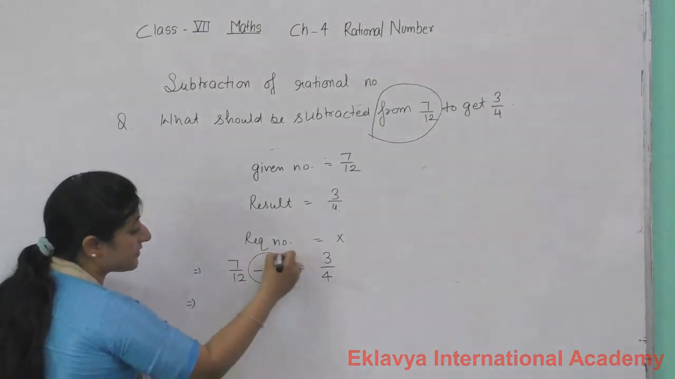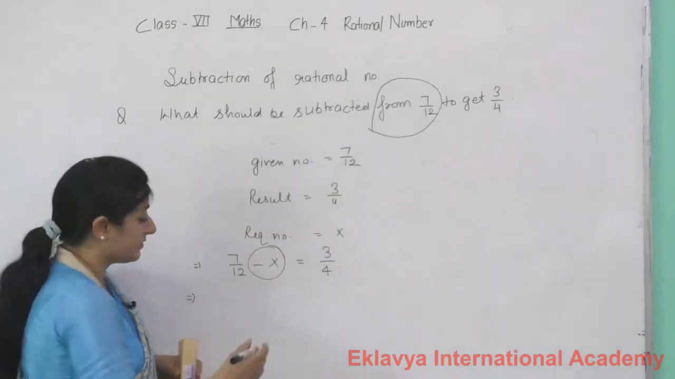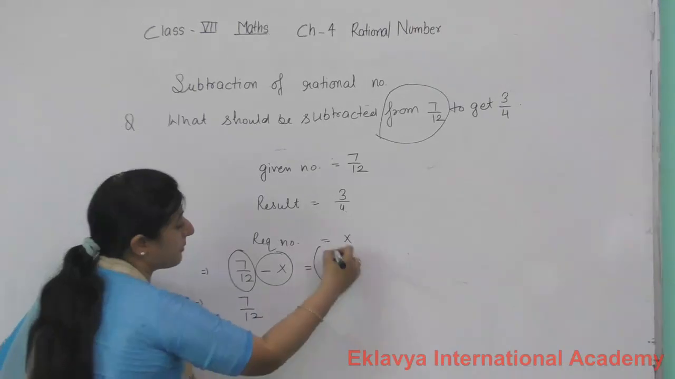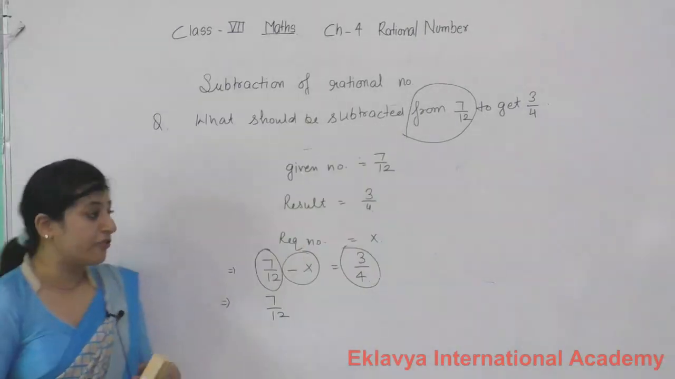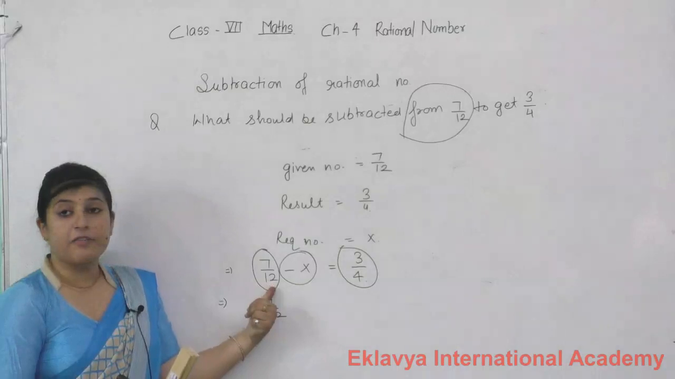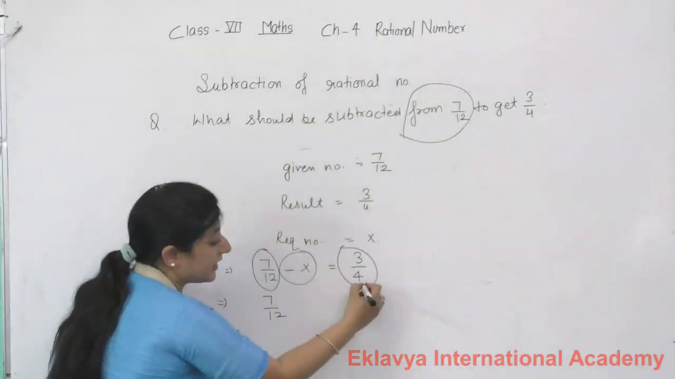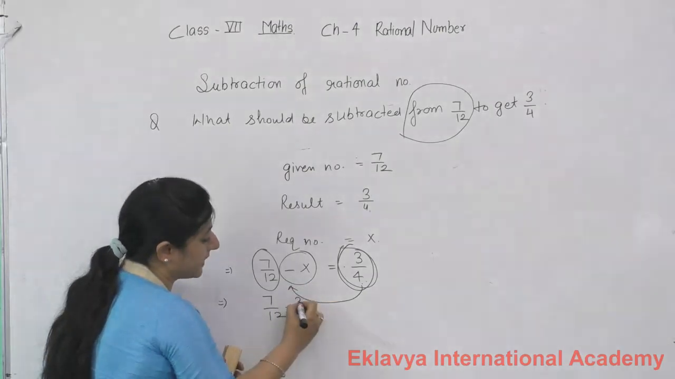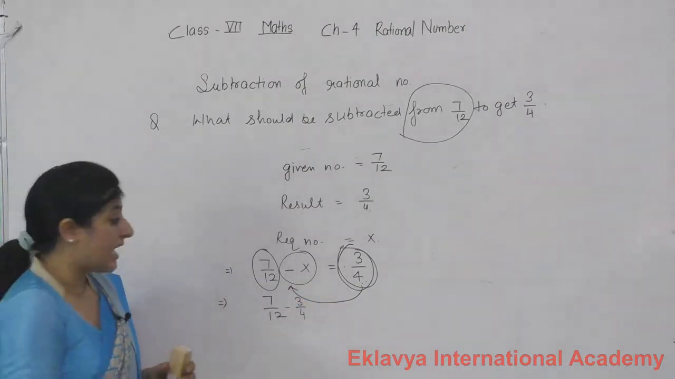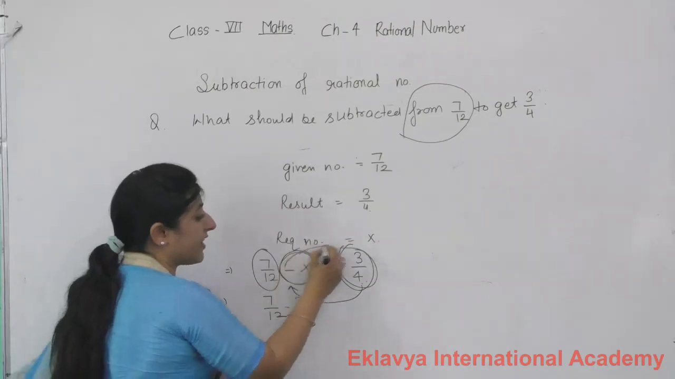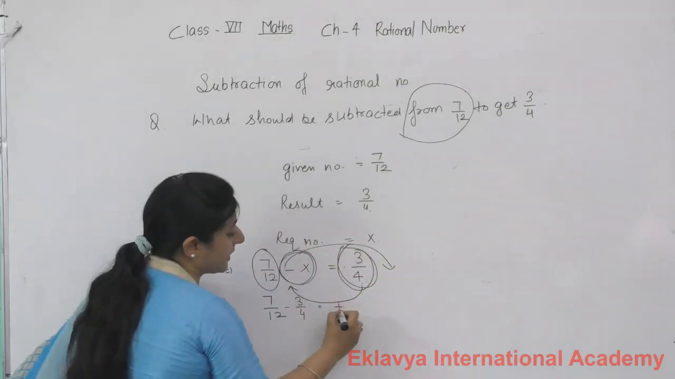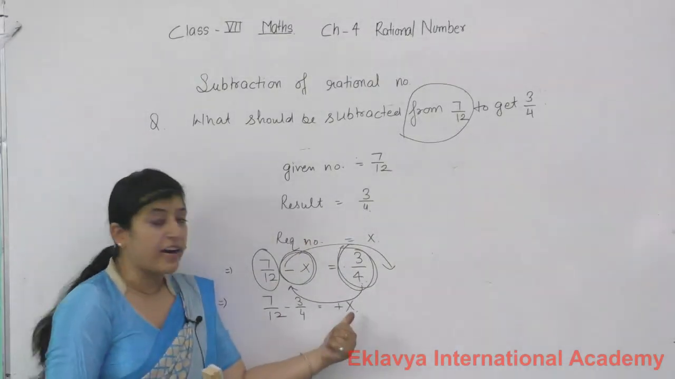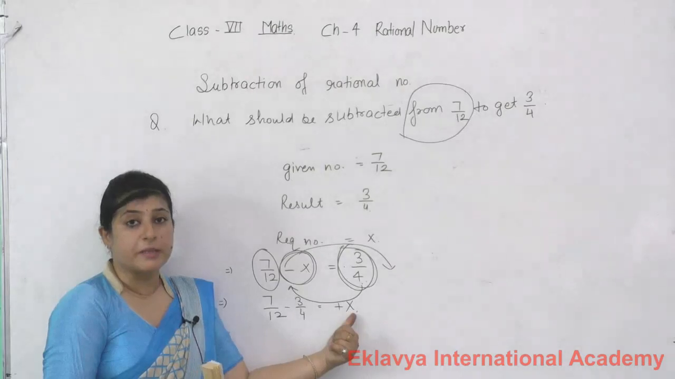Firstly we know that this variable is only here, x. The same type of terms are 7 by 12 and 3 by 4. So we take 7 by 12 and 3 by 4 here. Here 3 by 4 is positive, so when we take this side, it will become negative, and this is minus x. Then when you change this side, this will become plus x, because we want to find out the value of this variable.